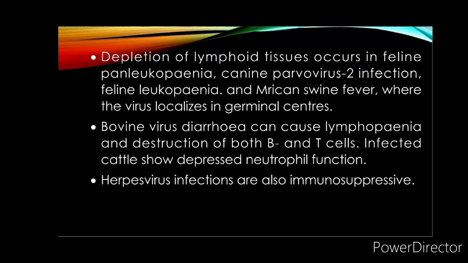The depletion of lymphoid tissues occurs in feline panleukopenia, canine parvovirus 2 infection, feline leukopenia, and African swine fever, where the virus localizes in germinal centers. The bovine virus diarrhea can cause lymphopenia and destruction of both the B and T cells. Infected cattle show depressed neutrophil function. The herpesvirus infections are also immunosuppressive.